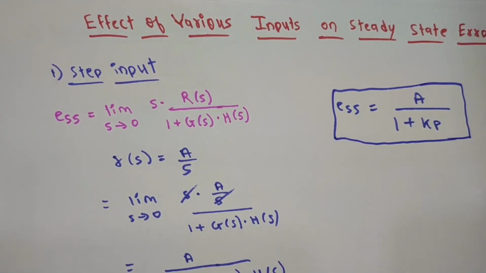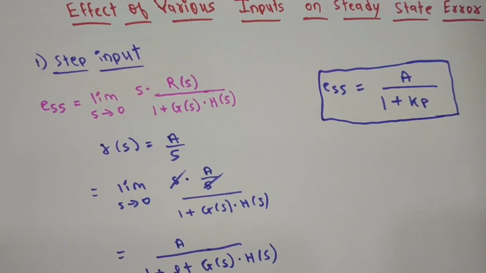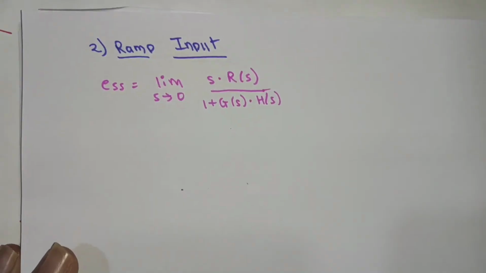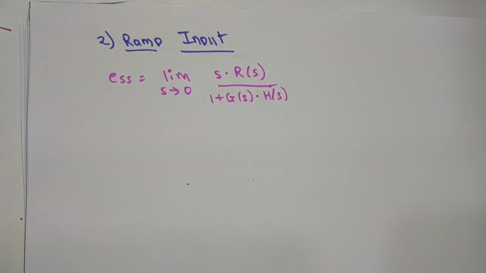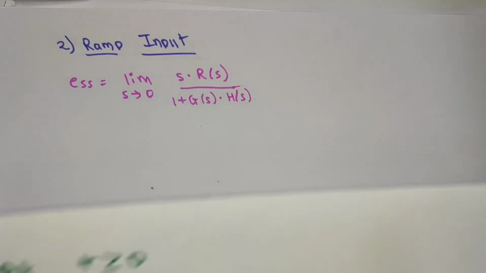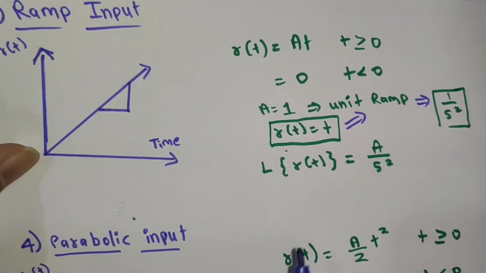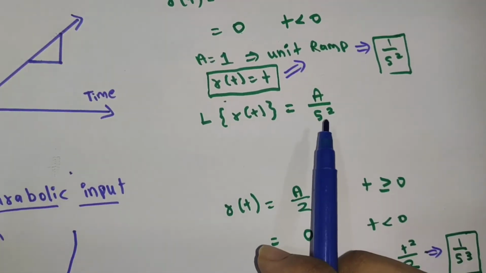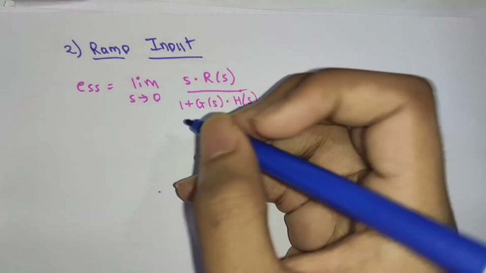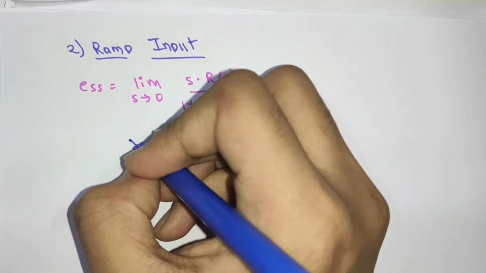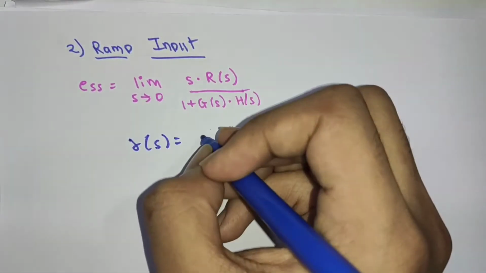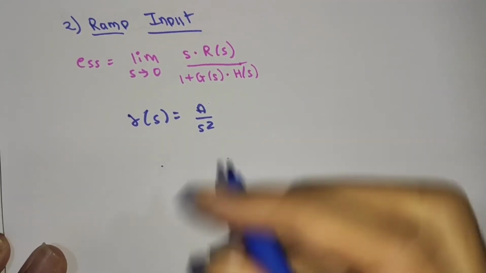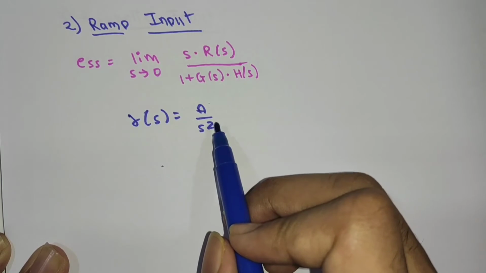Okay, now let's see the other input and what will be the effect of that input on the steady state error. So here I have taken a ramp input. The condition for the ramp input was already seen in the previous lectures. For the ramp input, r(t) is equal to At for t greater than or equal to 0, and its Laplace is given as A by S square. So here I can write the Laplace R(s) is equal to A by S square, which is the condition for the ramp input. And now I will have to substitute this A by S square over here.